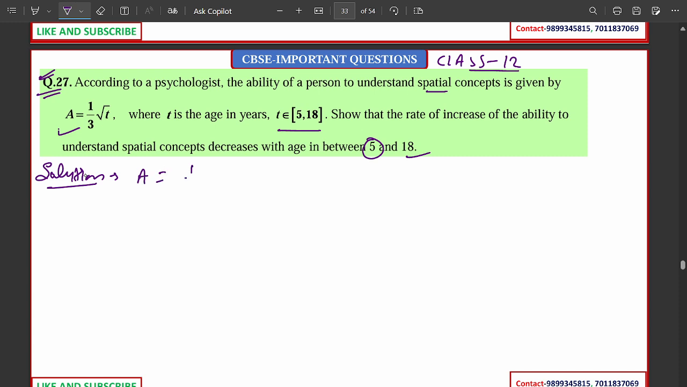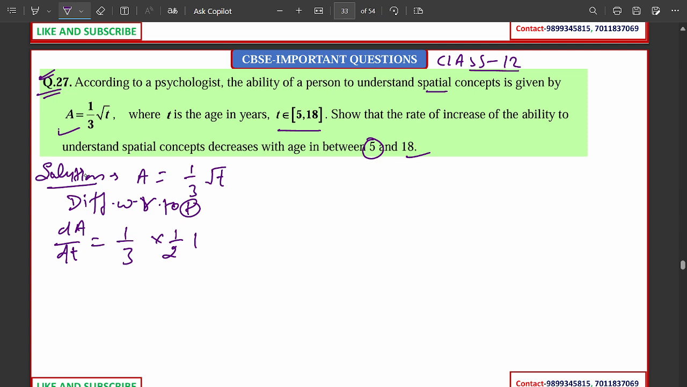It is given A is equal to 1 over 3 square root of t. So differentiate this equation with respect to t. So it will become dA over dt is equal to 1 over 3 t raised to the power 1 by 2, so now this is 1 by 6 t raised to the power minus 1 by 2.